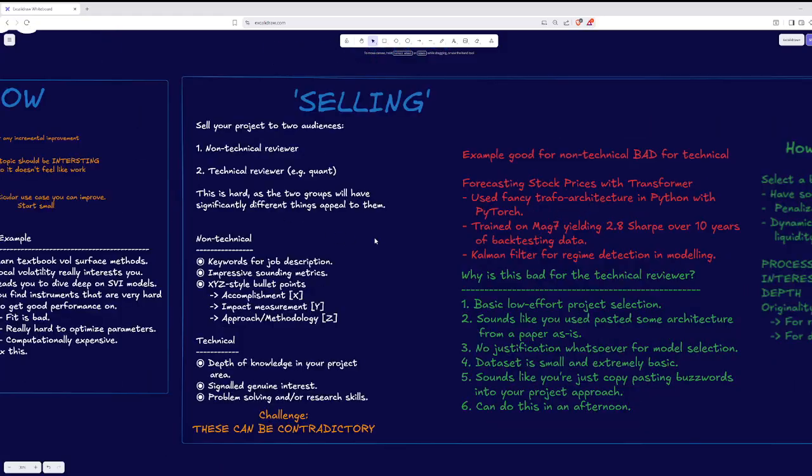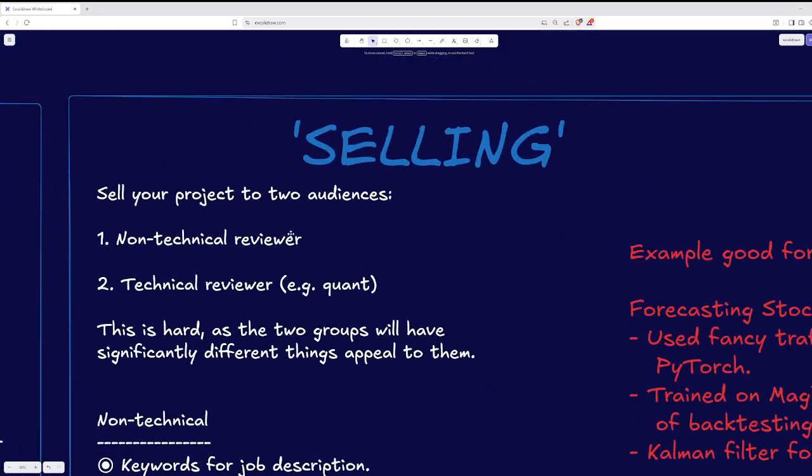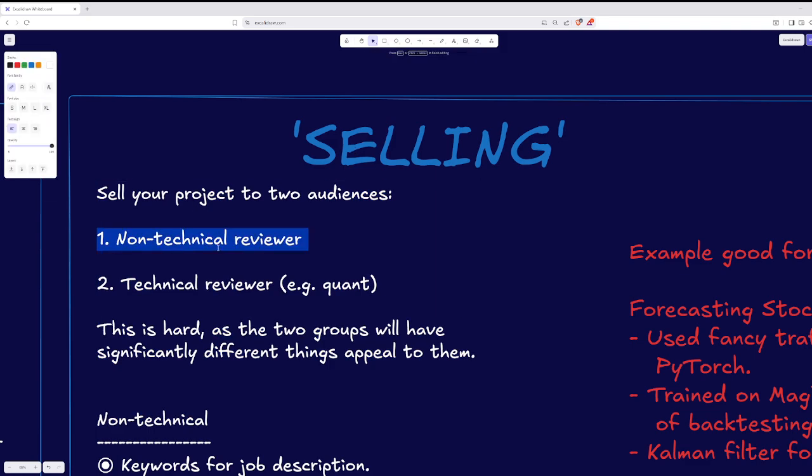Okay. And now the final step is on selling the project. This is important because for the project to do as much as it can for you on your resume, you need to make it appeal to two audiences. One is a non-technical reviewer who may be doing some initial resume screening, and two will be the technical reviewer who maybe asks you about this in an in-person interview.